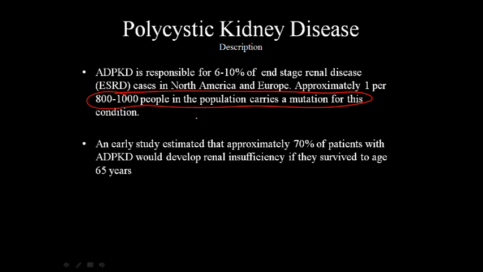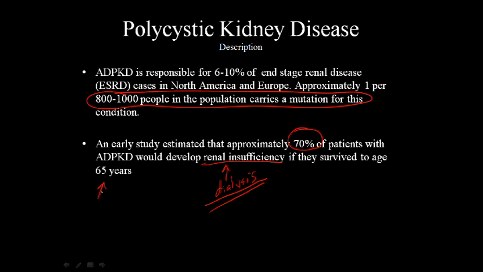An early study estimates that approximately 70% of patients with autosomal dominant polycystic kidney disease will develop renal insufficiency if they survive to age 65. So that's a high number of patients who are going to develop a renal insufficiency which they cannot overcome, and that is why you're going to have dialysis. And you're going to see a rapid increase in it, because these patients do live to 65 years old, which with the modernization of medicine, is not unthinkable now.